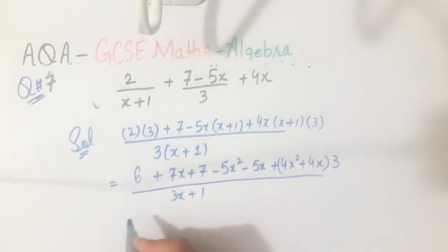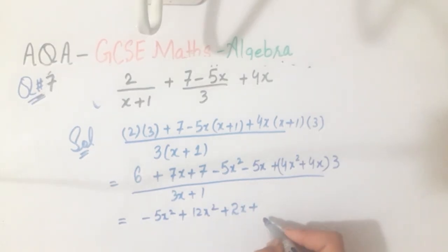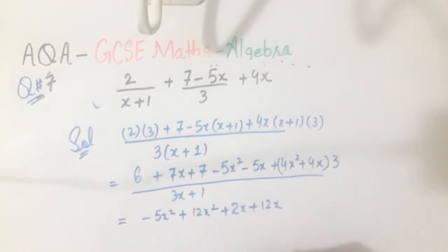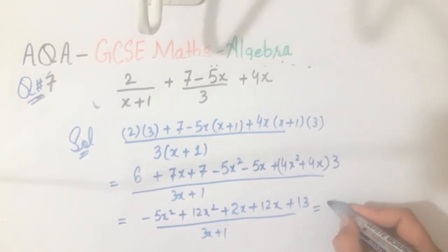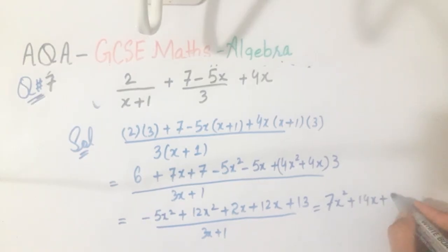Now we will write this in arranged form and get minus 5x square plus 12x square from this one, and plus 7x minus 5x is 2x, and plus 12x, and 6 plus 7 is 13, divided by 3(x plus 1). So we get the final answer, that is 12 minus 5 is 7x square plus 14x plus 13 divided by 3 of (x plus 1). So this is the final answer.